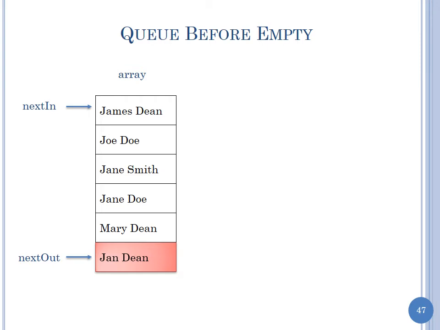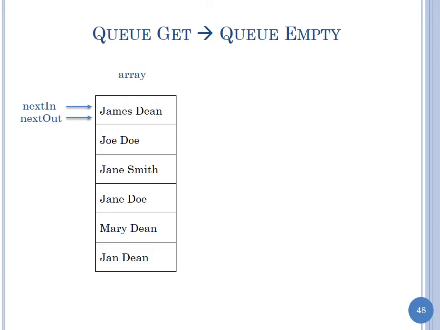Let's say that we do a bunch of next outs so that we consume Joe Doe, Jane Smith, Jane Doe, Mary Dean, and we are at Jan Dean now. So we've consumed all the items other than James Dean. Sorry, James Dean was the next in position, so James Dean was not in the array. It's just there from previous writing.